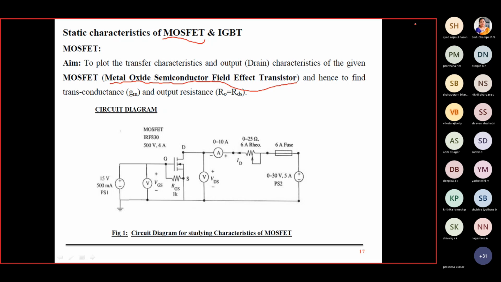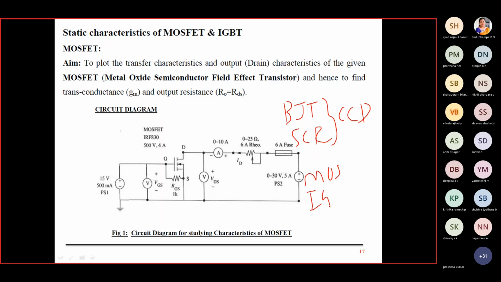Between gate and source, we have a huge capacitance effect. It's a voltage control device. And your IGBT is also a voltage control device, but SCR and BJT are current control devices. There we talk about gate current, base current like that. Okay, so note down: BJT and SCR are current control devices. MOSFET and IGBT are voltage control devices. These are the Viva questions.